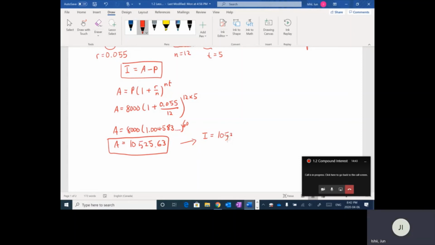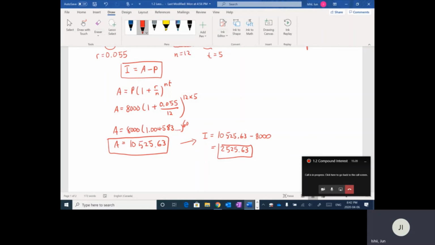Let me just, how do I erase this? Oh, there we go. Eraser. So $10,525.63 minus the principal, which was 8,000. So the interest earned when I subtract those is $2,525.63. Okay, so that is my final answer.